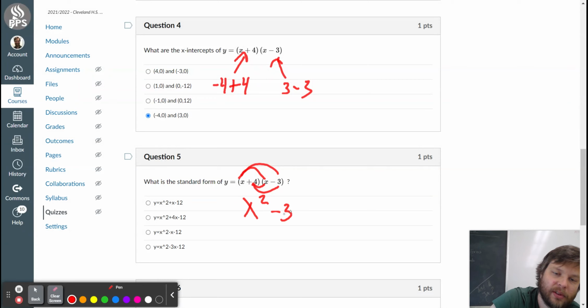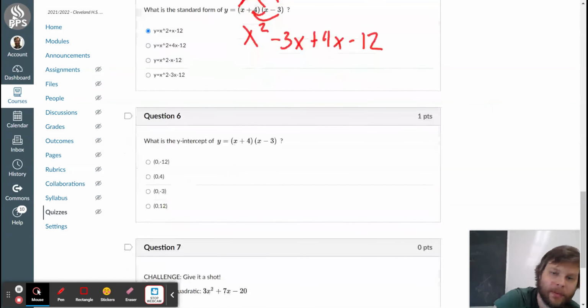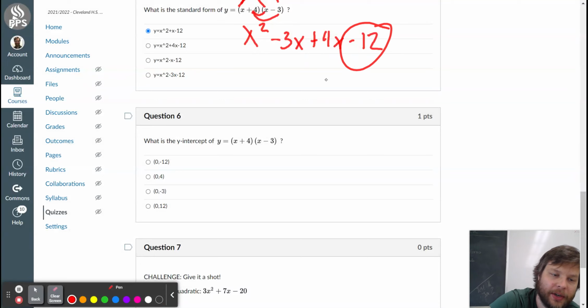FOIL leaves me with this one, x squared plus x minus 12. What's the y-intercept? Well, based on the work I just did and what I talked about on number 1, 0 comma negative 12.